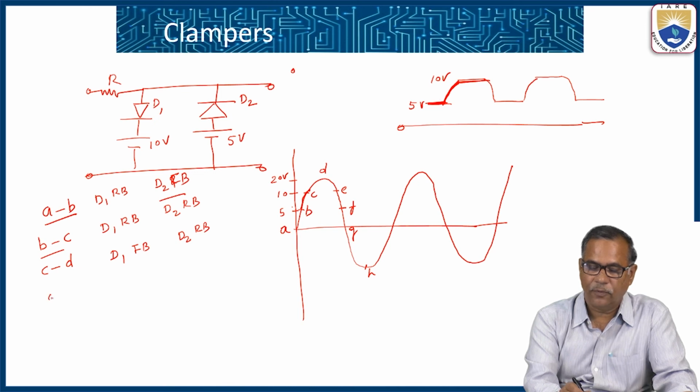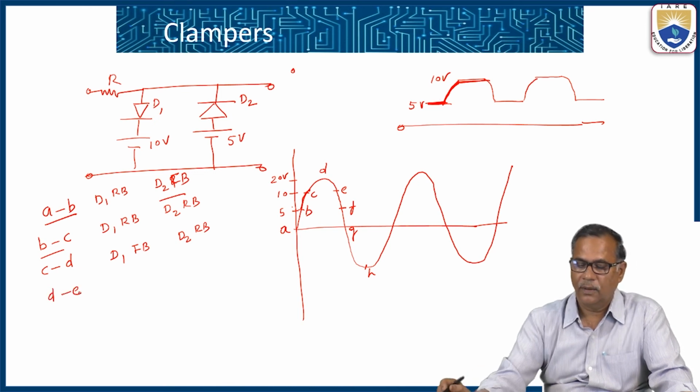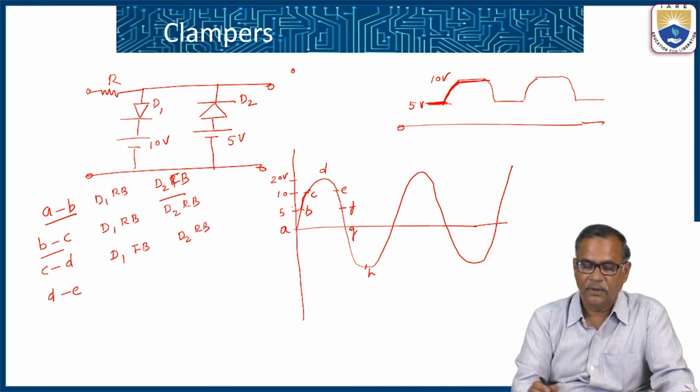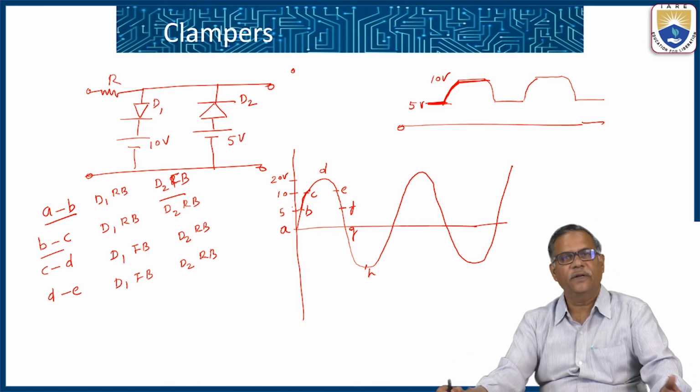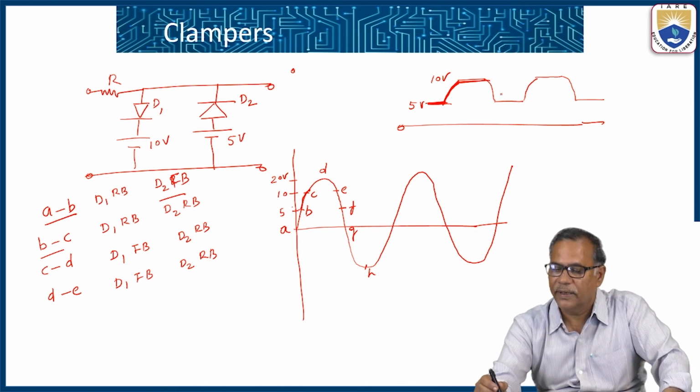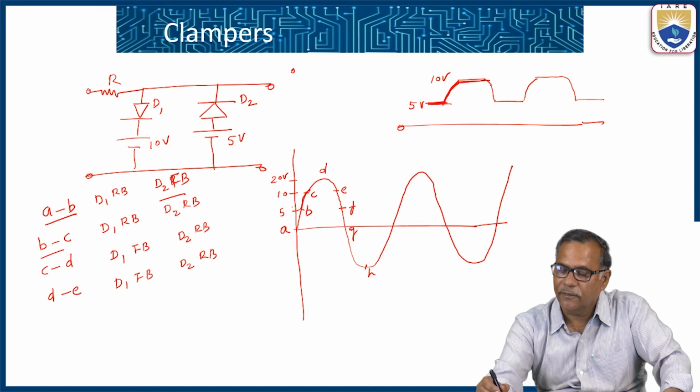And in the points D to E, again D1 is in forward bias and D2 is in reverse bias. So the output voltage V0 is equal to Vi. So we get this type of waveform.